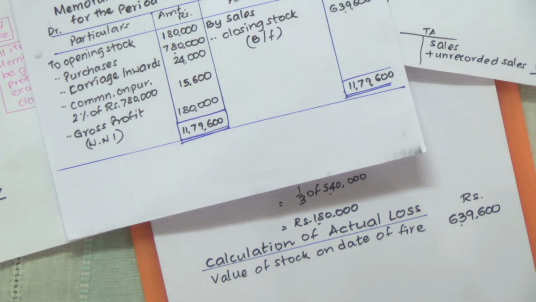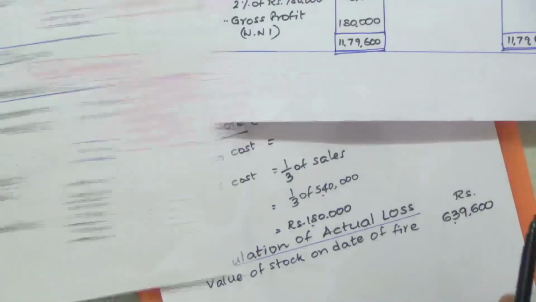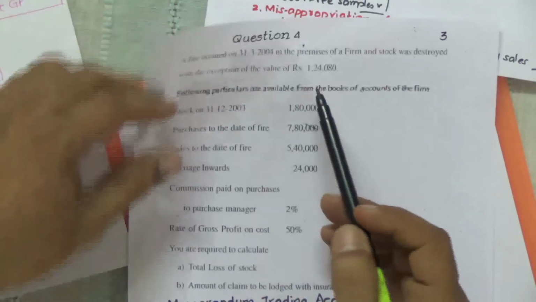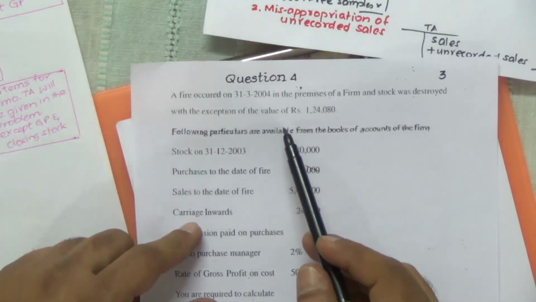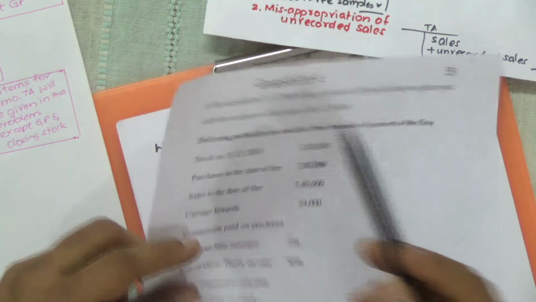To this number, we will have to deduct salvage, less salvage. This amount has to be removed, and here in the problem, there's a stock which is lost with the exception of 1,24,080. That means this amount of stock has been saved. That is the salvage. Less salvage 1,24,080.